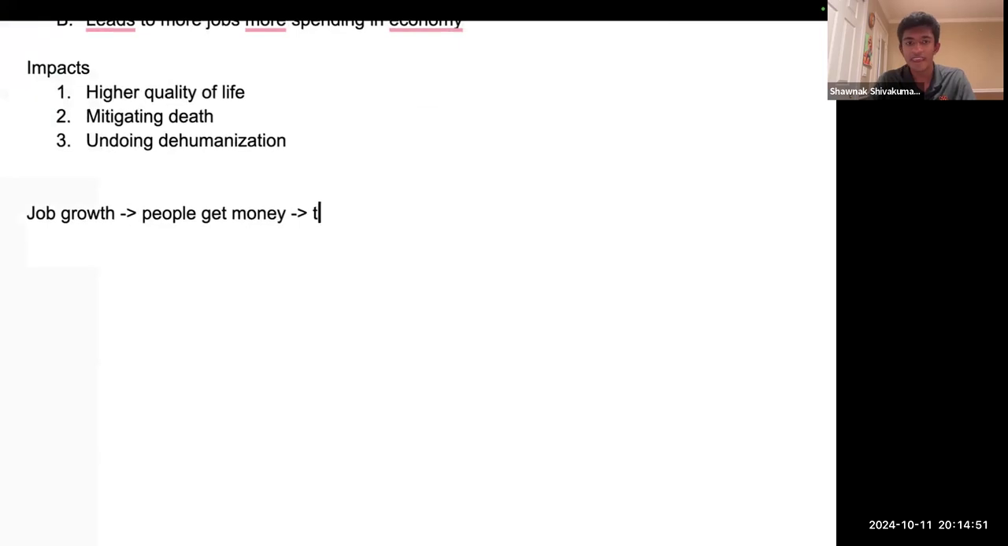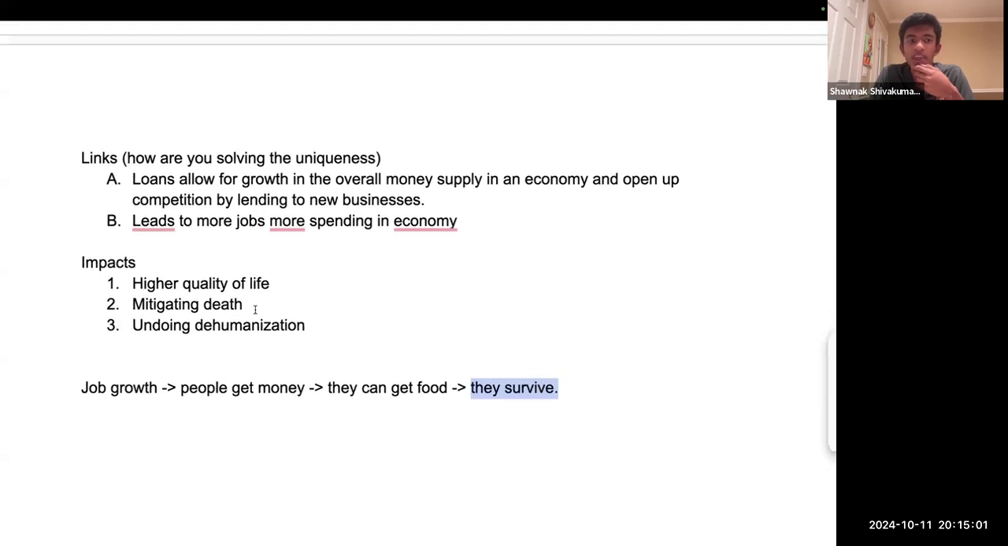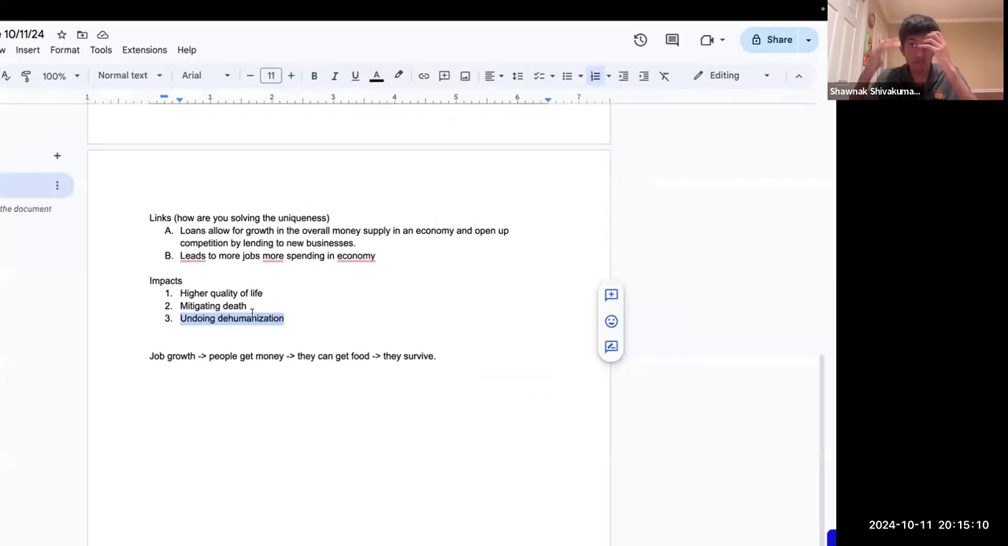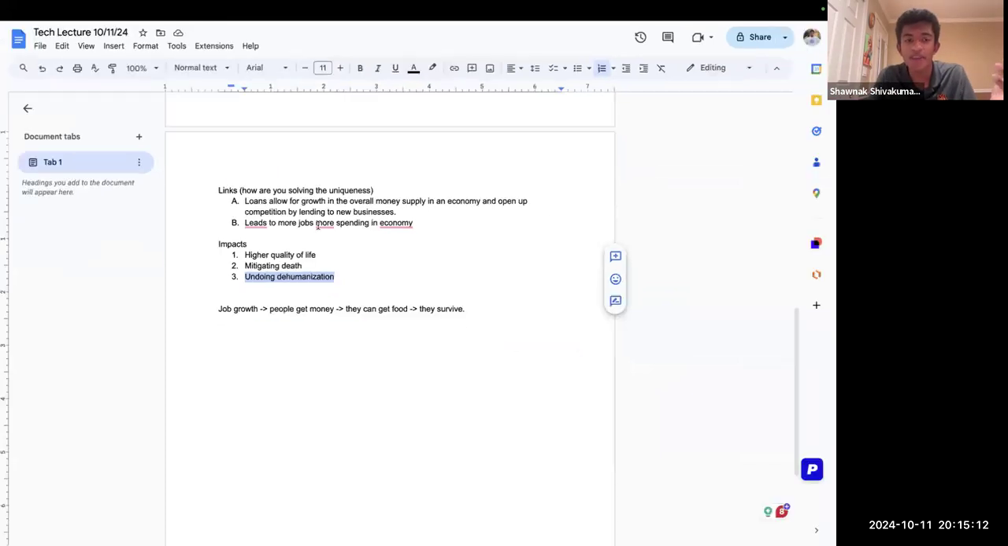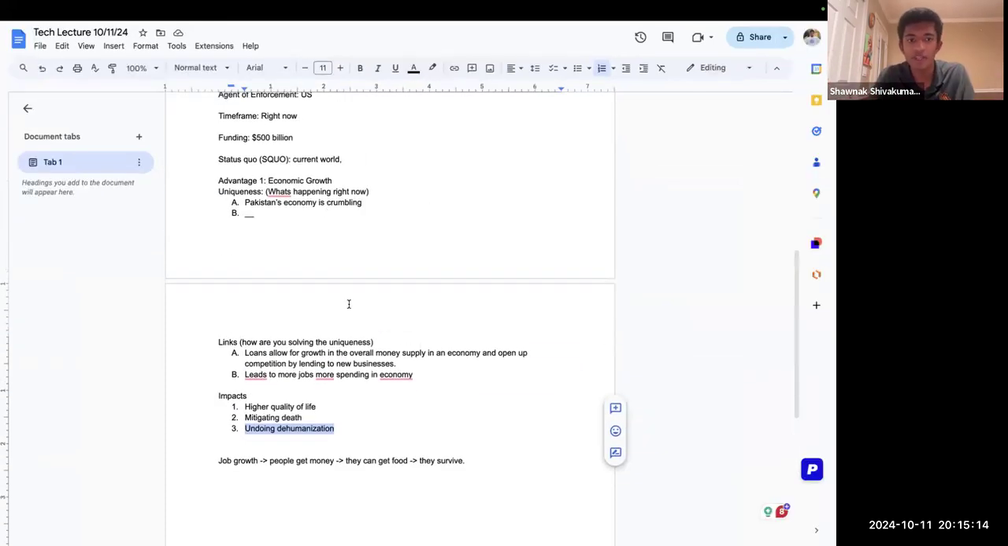Why do I care about people getting money? I care because they can get food. Why do I care about people getting food? They survive. You can't get any further than that, right? I mean, maybe you can, but really, this is the stopping point. That's why death and quality of life are the two biggest impacts. And then dehumanization is, if you can undo some systemic bad thing happening, then that's probably another good impact. Anyways, this is just the general structure of an advantage, and this is just something you need to know.